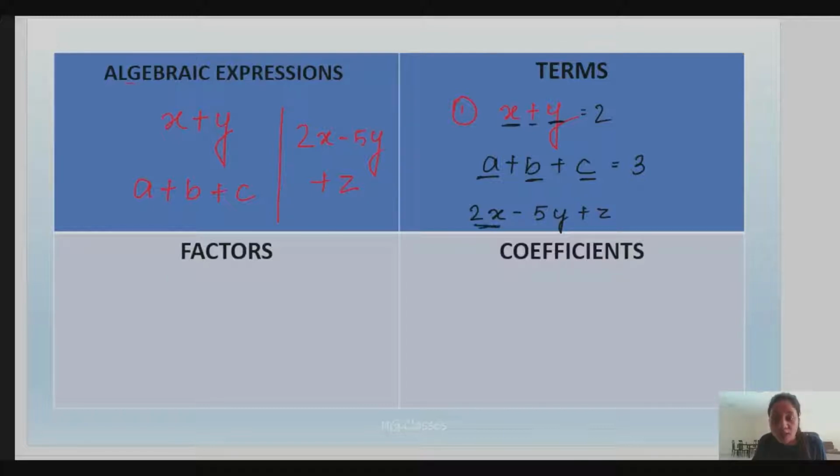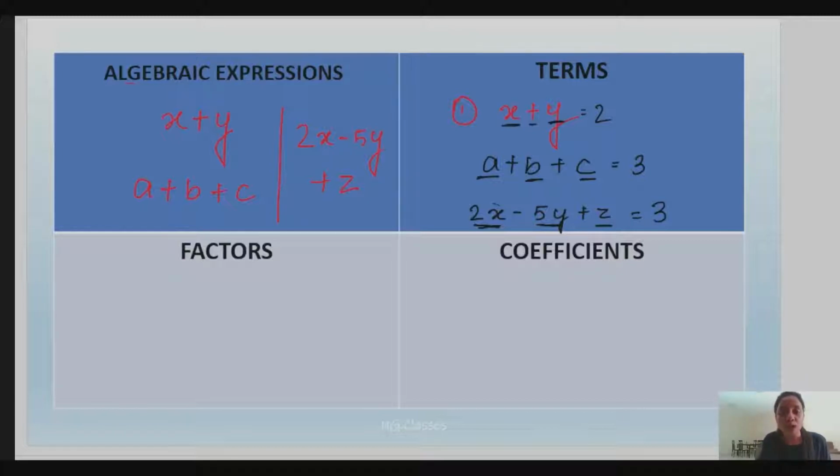So this 2x is one term. Whenever you are having multiplication and division in between the constant and variable, or in between variable and variable, we will count it as one term only. So 2x, this means 2 times x, but this is one term only. 2 and x got absorbed with each other. And we are having the first term 2x, second term 5y and third term z. So what is the total number of terms? It's 3.